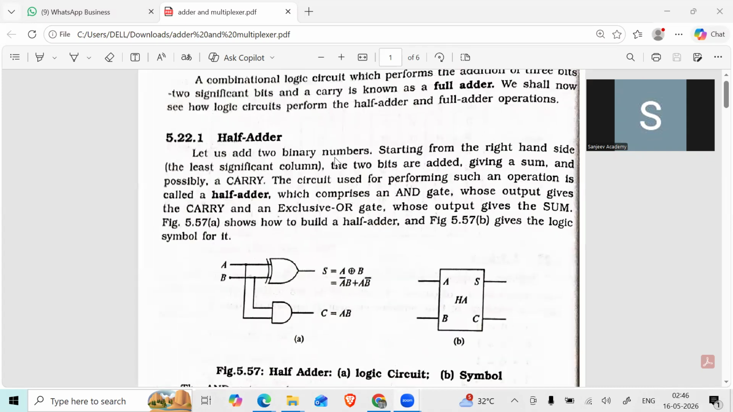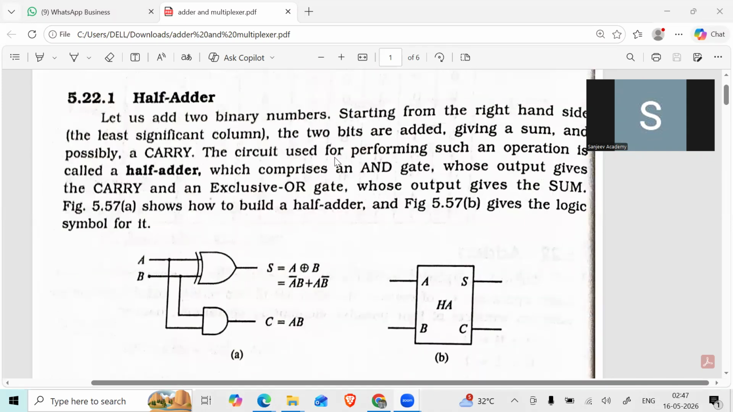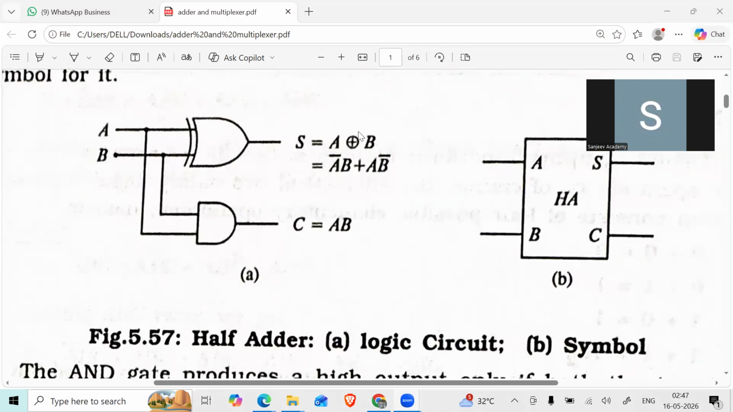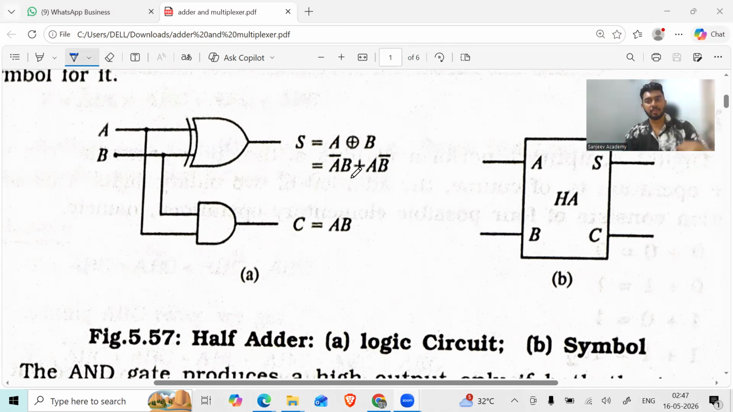So, coming to the half adder, okay. So, we should know what is this. This stands for, I'll just switch on the video. Let me see whether buffering is there or not. If it is there, I'll just switch off the video, or else I'll just switch it.